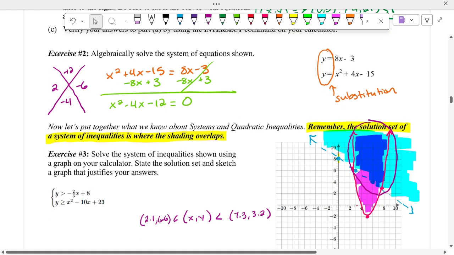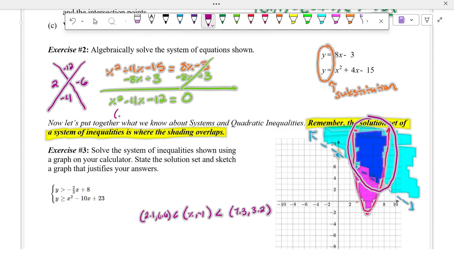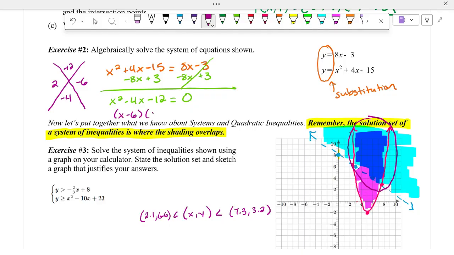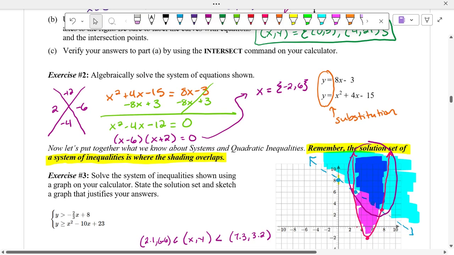Now, for time's sake, because I know y'all can factor, I'm just going to give you the factors. Does anyone actually need to see the whole process of factoring? Are you guys good with that? Okay. So I'm just going to give you the factors. So it'll be x minus 6 times x plus 2 is equal to 0. So if we set both equal to 0 to solve, x has to be equal to negative 2 and positive 6. Now, we're not done because with systems of equations, we also need a what value?